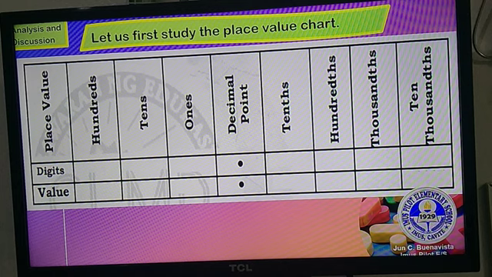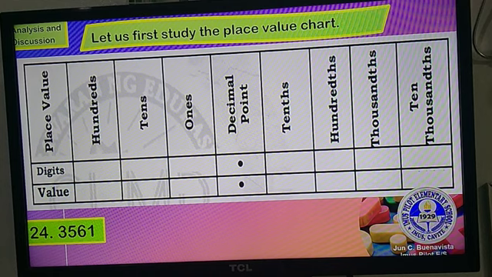Now, I have here an example: 24.3561. I am going to discuss the correct way of reading that number. Now, we are going to put those digits in the place value chart, in the correct position. Where are we going to put 1? Ang 1 nasa ten thousandths. That is why nandun siya dapat sa ten thousandths. Okay, ha? Sundan ng mabuti.